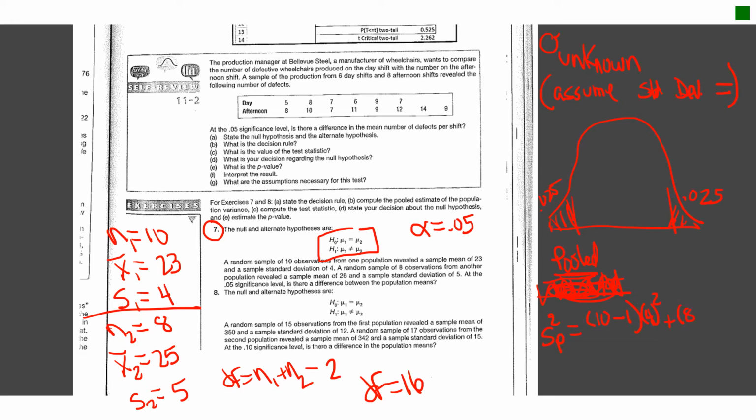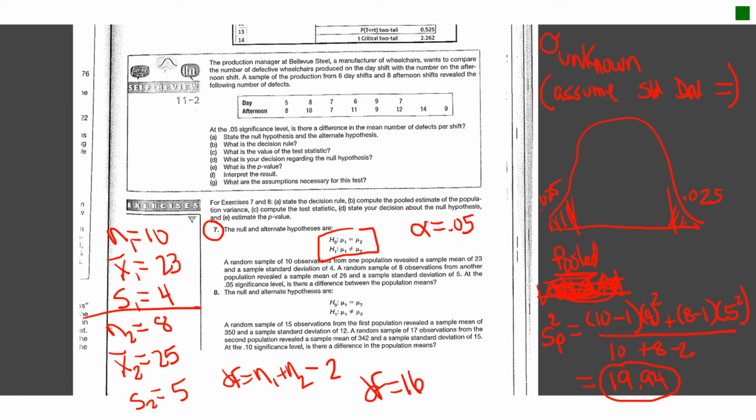Plus the second sample, 8 minus 1, multiplied by 5 squared, because that's that sample standard deviation. Then you divide this by your degrees of freedom number, so it's 10 plus 8 minus 2. At the end of the day, I'm going to round this off to 2 decimals. You're going to get about 19.94. Once you get this number, that's the number you're going to use with your test stat.